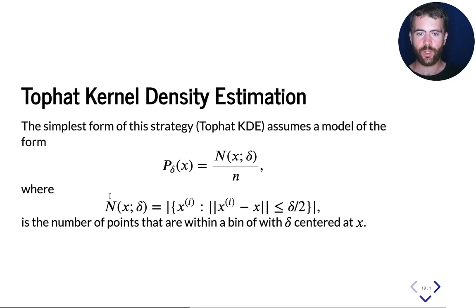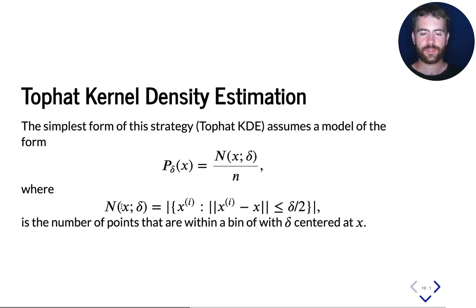This is one particular way of doing kernel density estimation, which is called top hat kernel density estimation. I will tell you in a moment why it's called top hat, but again, the formula is that we define a density P with a parameter of delta, which controls the width of the bin, and the probability that is assigned at a point x is simply the number of points that are within delta divided by the total number of points.